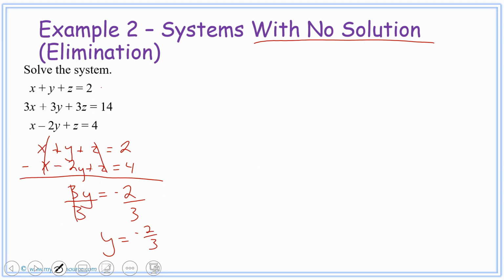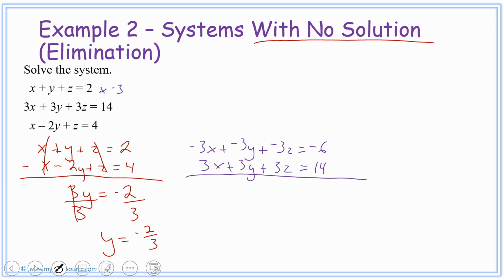So if we now do the first and the second, that means I can multiply this one by -3. And so if I do that, if we rewrite it, I'm going to have -3x, multiplying -3 by the first row, plus -3y plus -3z equals -6. And then the second equation, 3x plus 3y plus 3z equals 14. Well, we can take that and add them. That's what we'll eliminate. So the 3's will cancel, everything's going to cancel there.